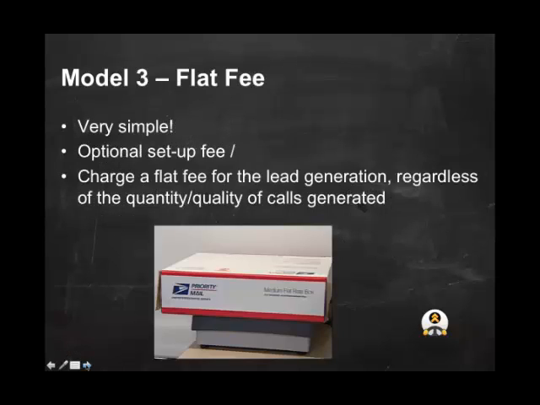Model 3, think about the post office, right? The U.S. Post Office offers flat rate pricing if you can fit it in the box. And so you've seen people try to stuff all kinds of crazy stuff in the box, and they have different size boxes. It's also very simple. You can, once again, charge a setup fee or not. It's up to you. But in this model, you're going to charge a flat fee for the lead gen services regardless of the quantity or quality that you generate.